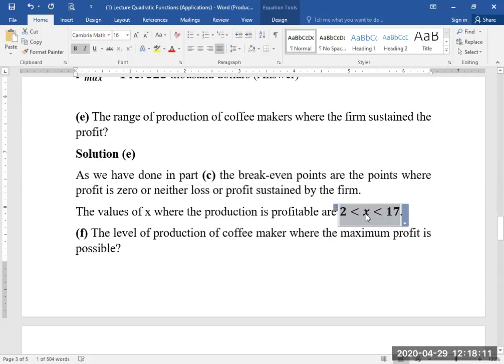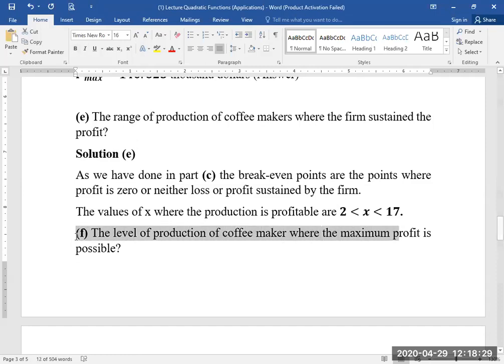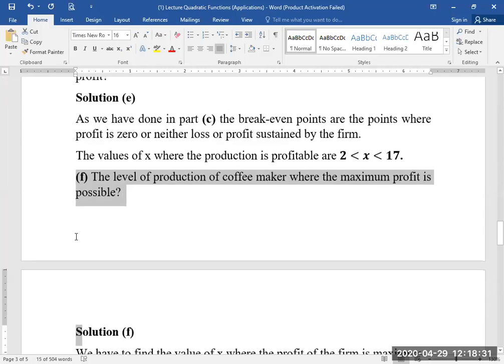This leads the company to a profit of any kind, maximum or minimum. It depends on the production of the coffee makers, x. Now students, we are going for part F, the level of production for which the coffee makers sustain maximum profit. Okay.